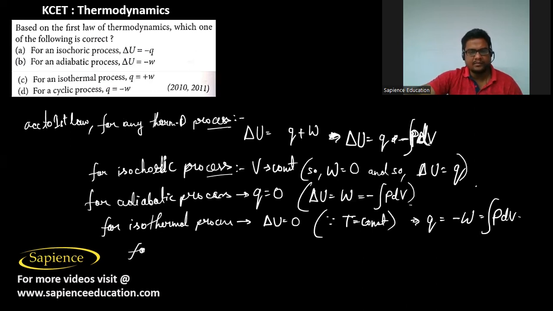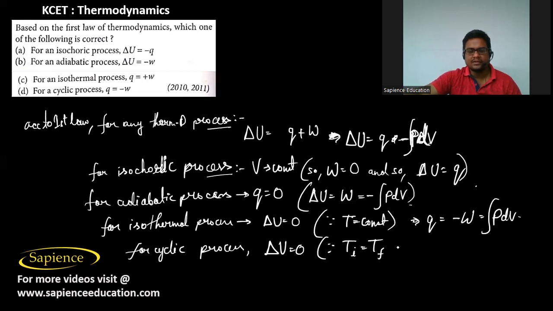And for cyclic process, obviously, the change in internal energy will be 0 only, since here the initial temperature will be equal to the final temperature of the system. So here Q plus W will be equal to 0, or I can say Q will be equal to minus W. So option D is the correct answer.